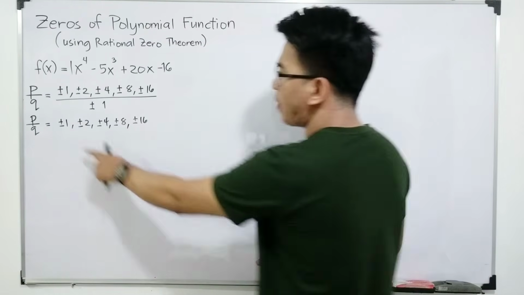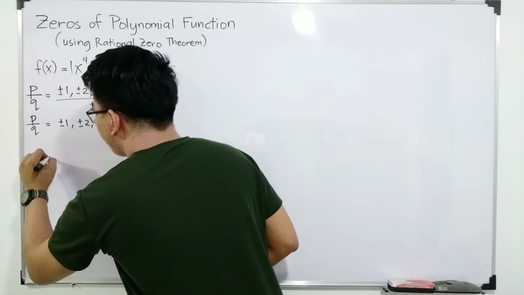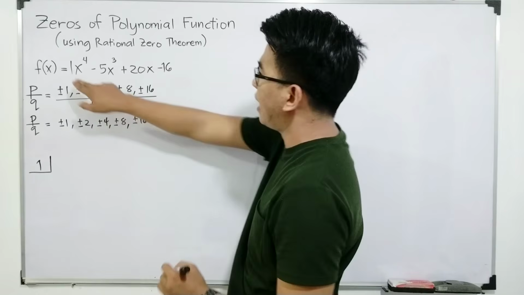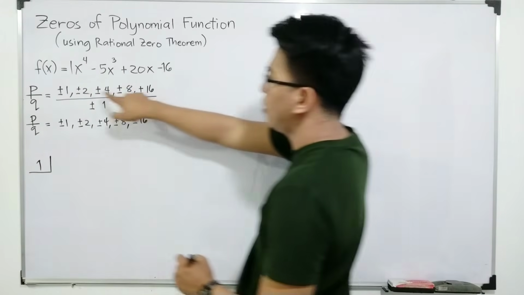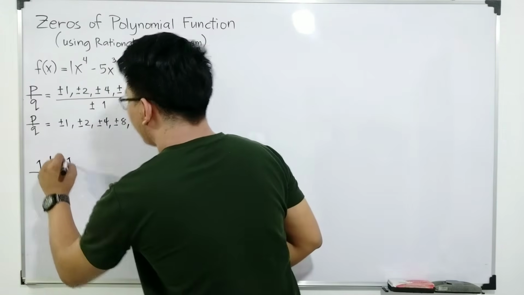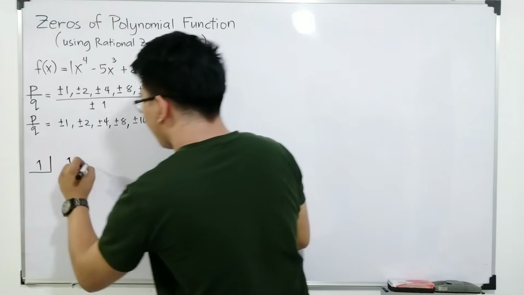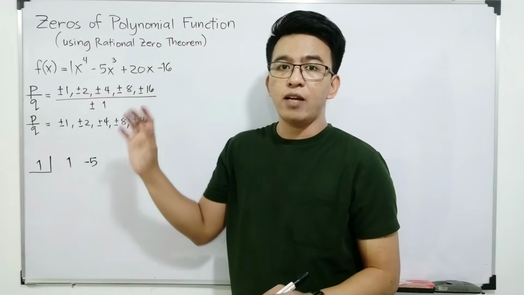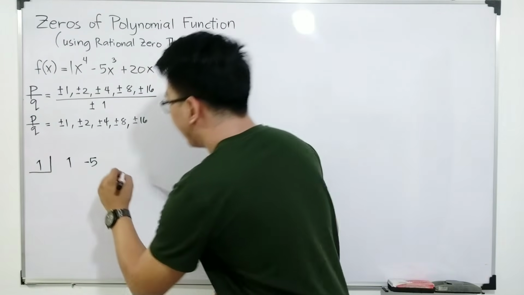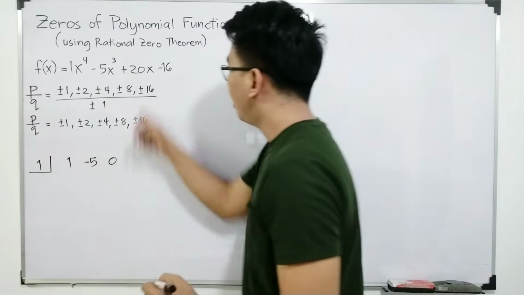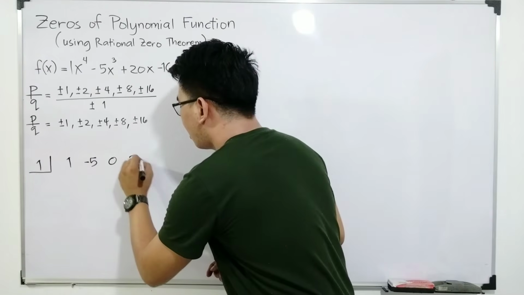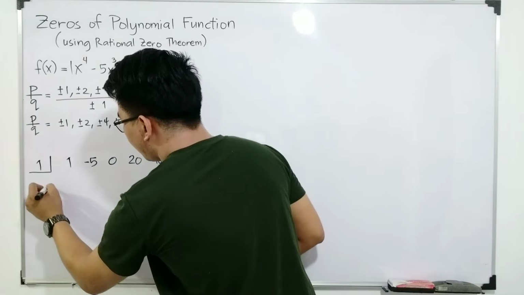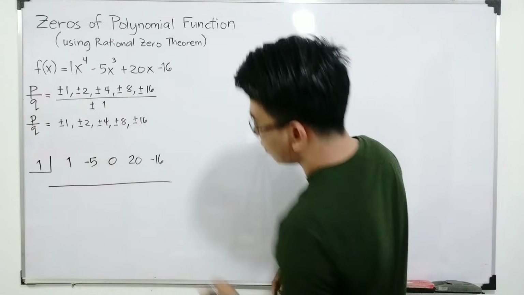So una kong gagamitin yung positive 1. So I will use positive 1, and using synthetic division, I'll be getting the coefficients of this function. The first is 1, and this is negative 5. And kung ano-notice nyo, wala tayong quadratic term. Ibig sabihin, that is 0. And then we have 20, tapos minus 16. So we will start the use of the synthetic division.